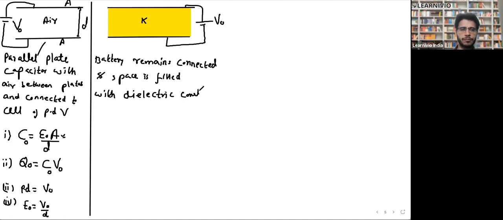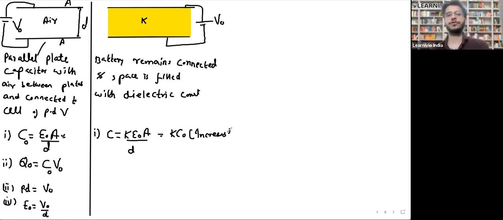Dielectric. Your capacity is C. When you introduce a dielectric, then capacitance becomes K epsilon naught A by D. And this epsilon naught A by D is C naught, so you can write this as K C naught. Means your capacity increases. As compared to the case when air is in between the plates of the capacitor, if you introduce a dielectric slab, then capacity will increase.